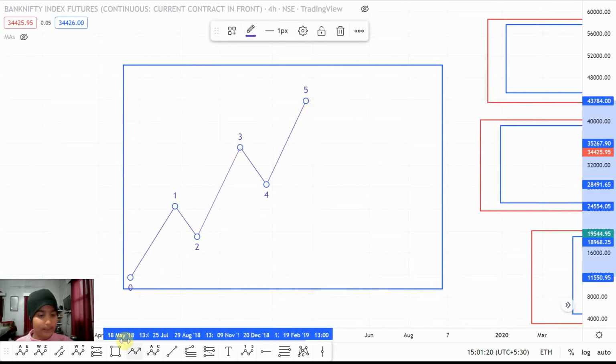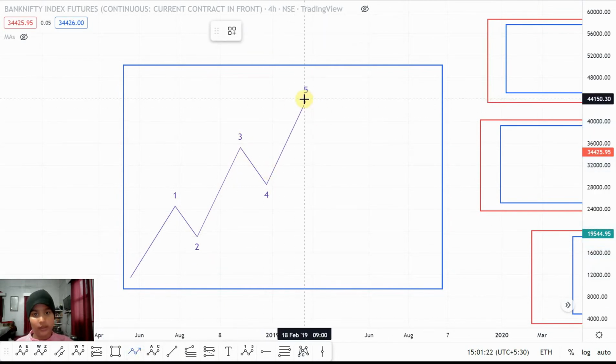After this impulse there should be a correction, so let's mark a correction.